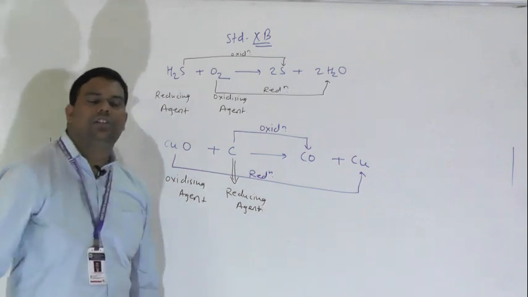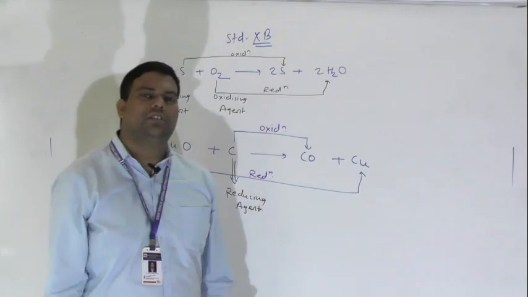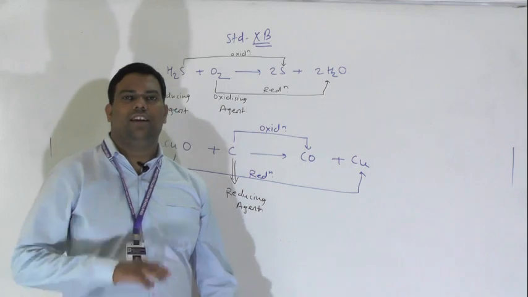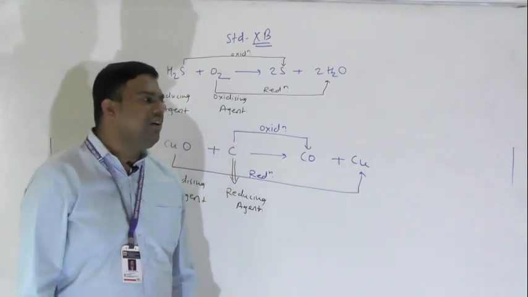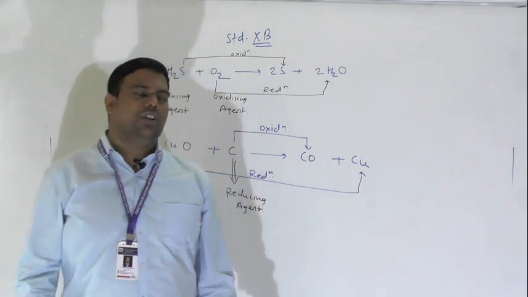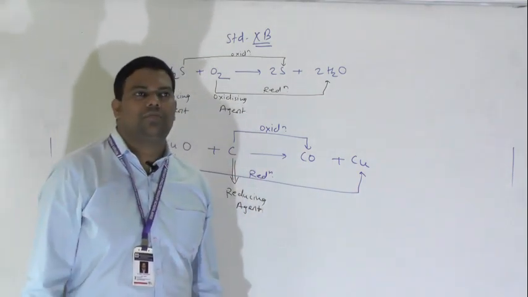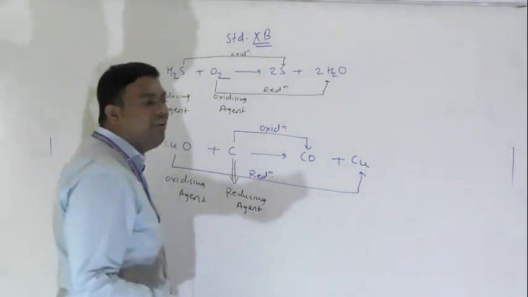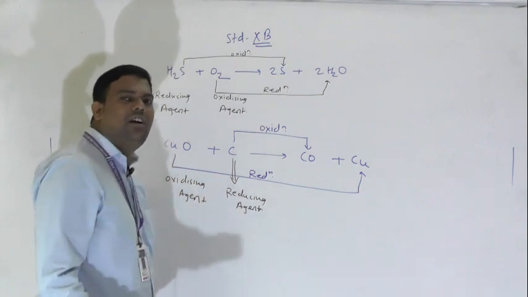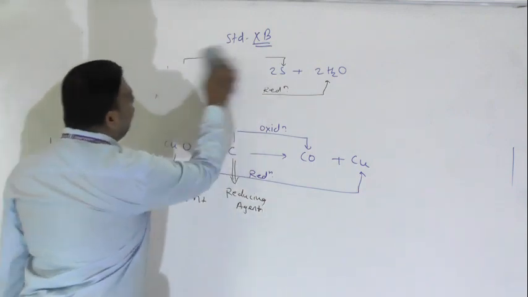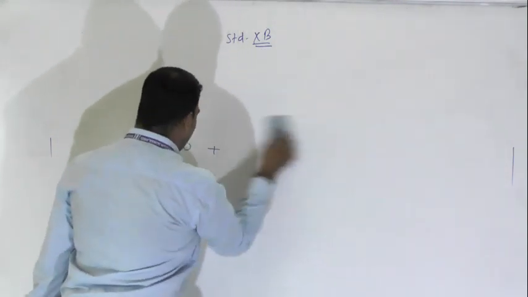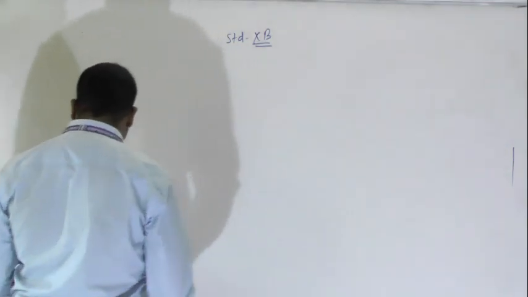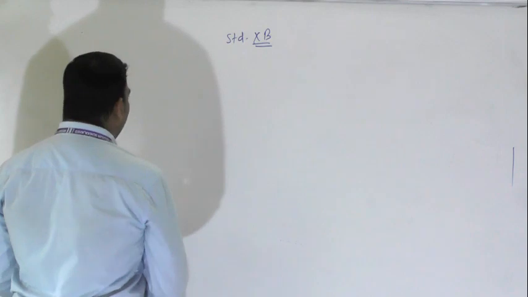Now we will discuss redox reactions. As you know, when oxidation and reduction both take place simultaneously, we call it a redox reaction. In a redox reaction, half cell reactions are also there. We call them the oxidation half reaction and the reduction half reaction. Now we will explain with this example, the oxidation half cell and reduction half cell.